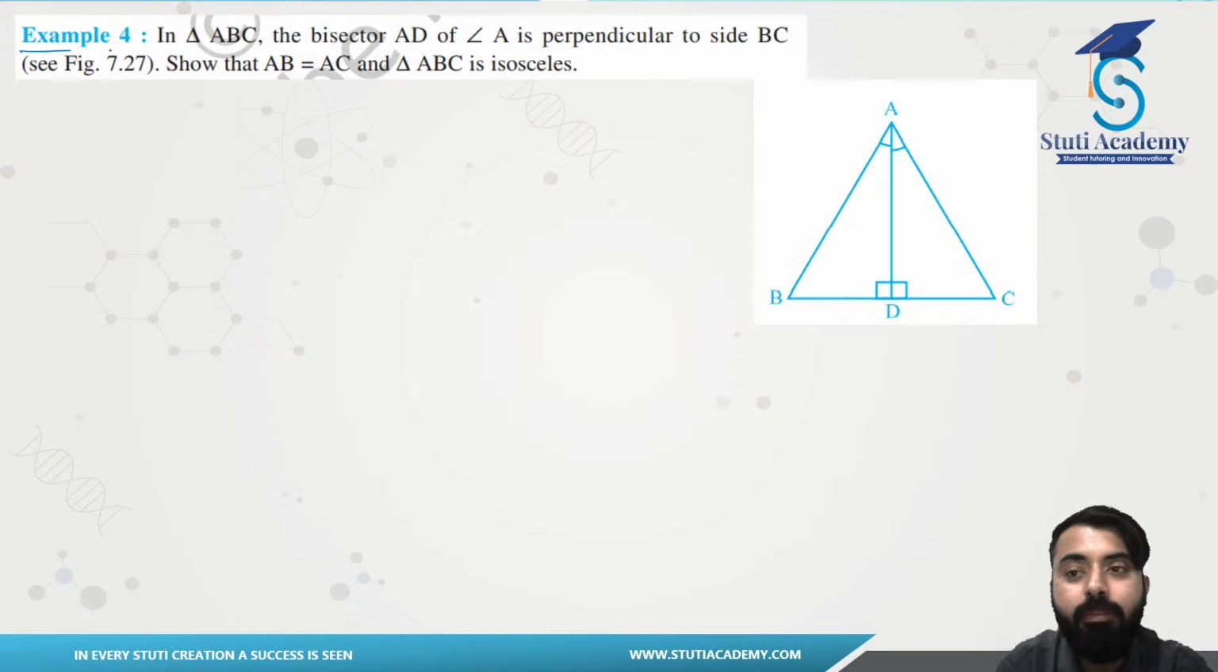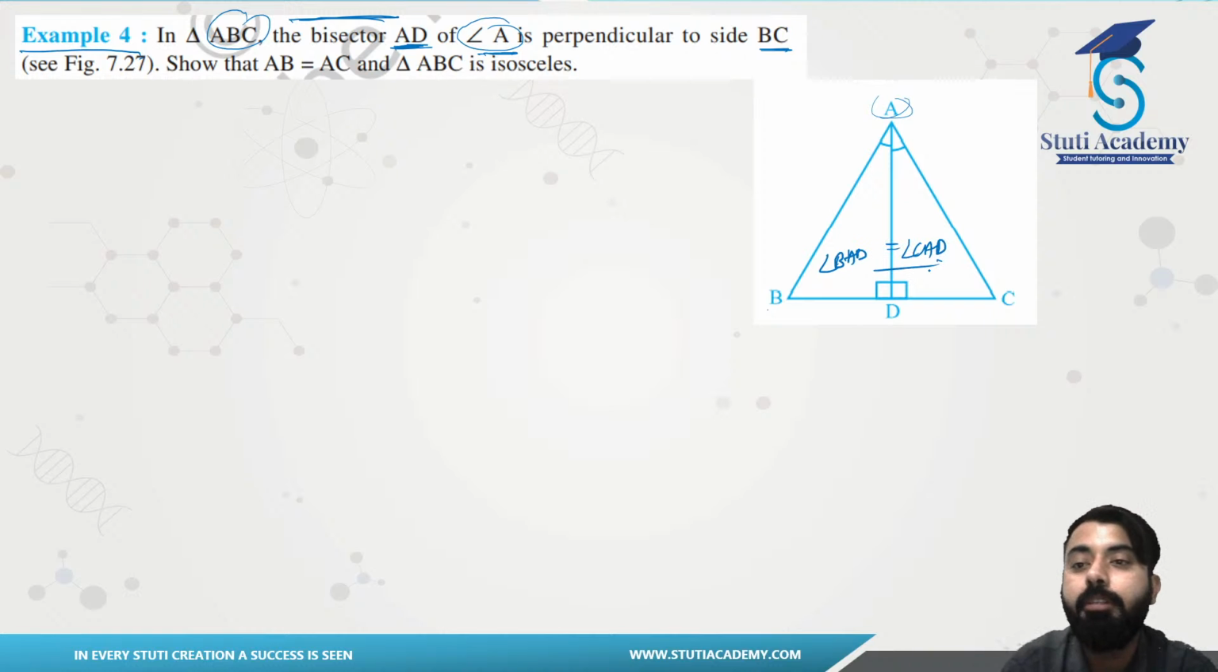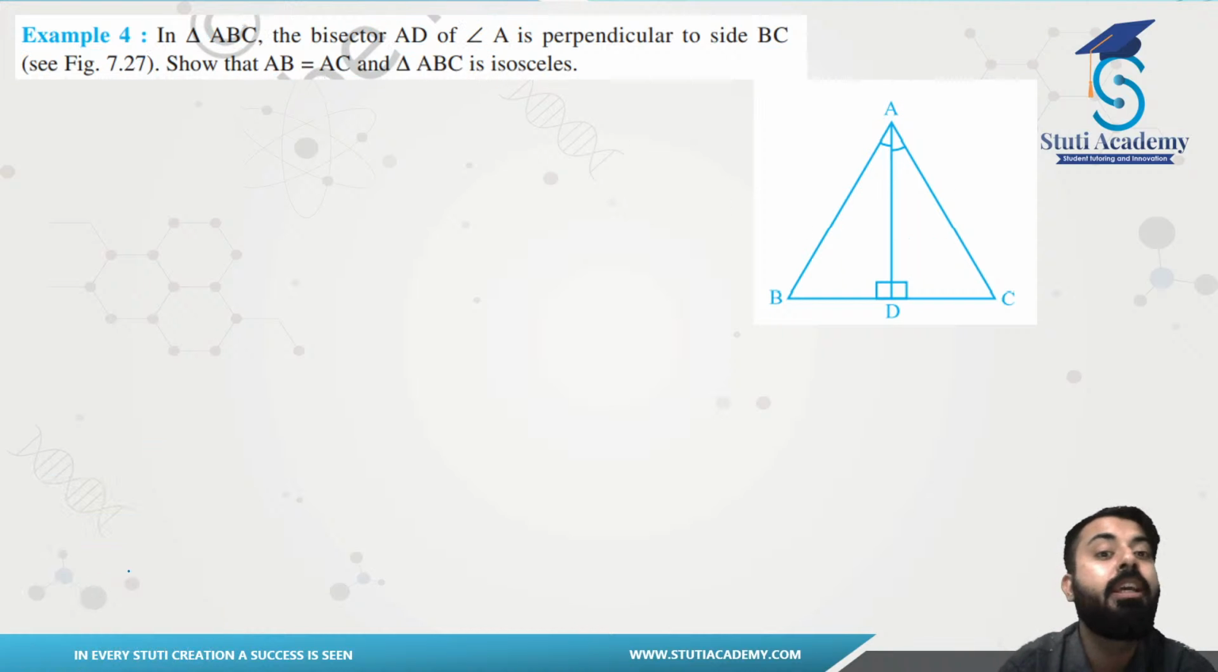So we have this example 4 with us. It states that in triangle ABC, ABC is a triangle right here, the bisector AD of angle A is perpendicular to side BC. Remember, AD is the bisector of angle A. That means this AD right here is dividing angle A into two equal parts. That means angle BAD is equal to angle CAD. That is the main thing to note here. We have to show that AB is equal to AC, such that ABC is an isosceles triangle. So in short, we have to show that ABC is an isosceles triangle.